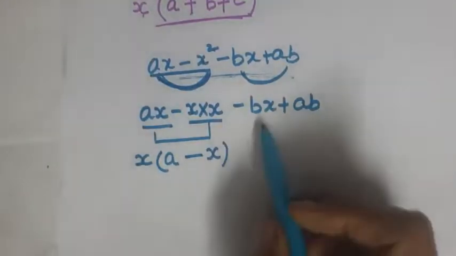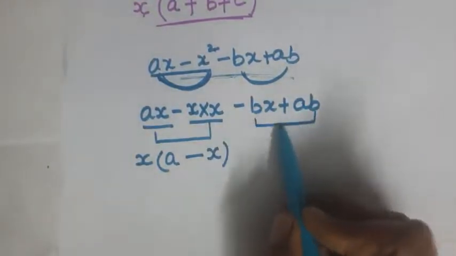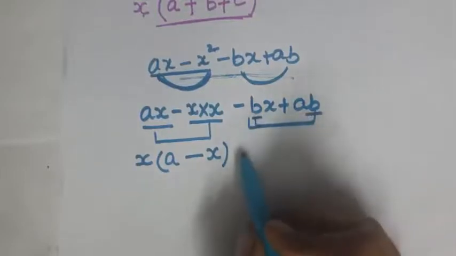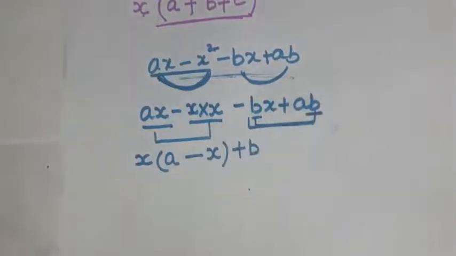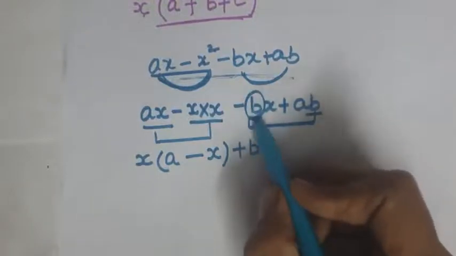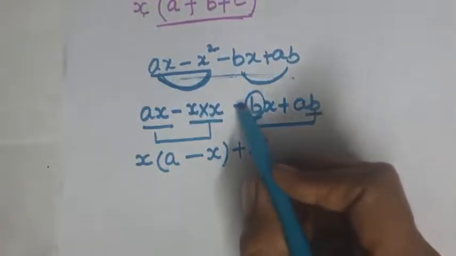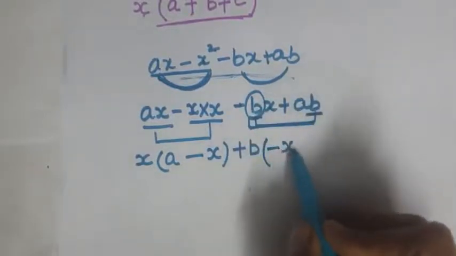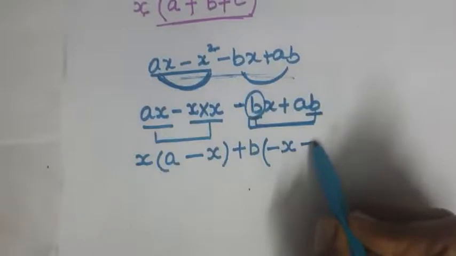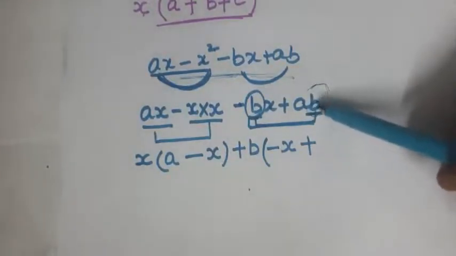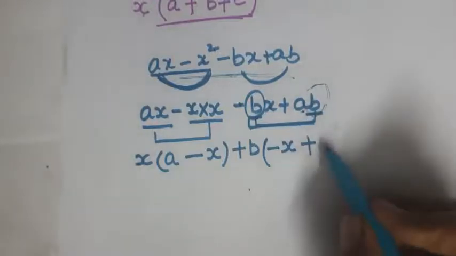Now, in this pair, what is common? Yes, b is common. So, plus b is common here. So, b I have taken common. So, what is left? Minus x. Minus x. Plus, now b is common. So, what is left? a.